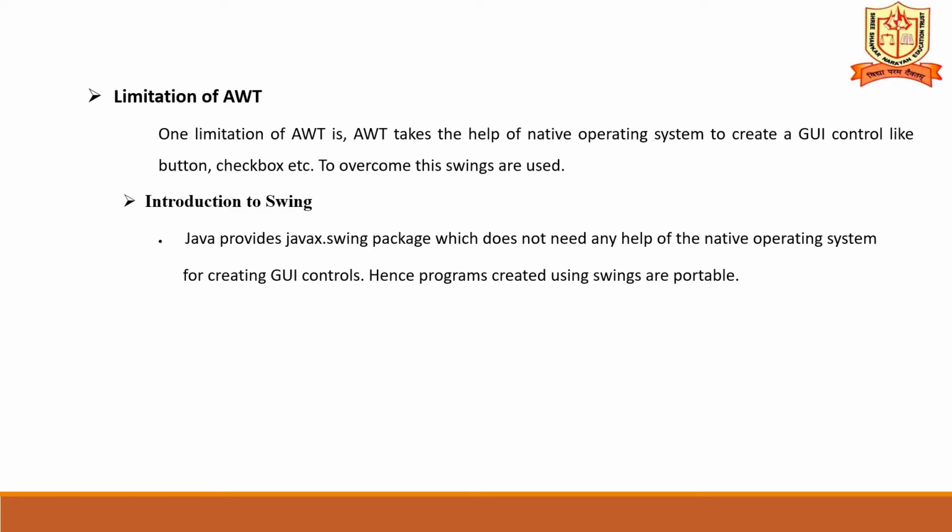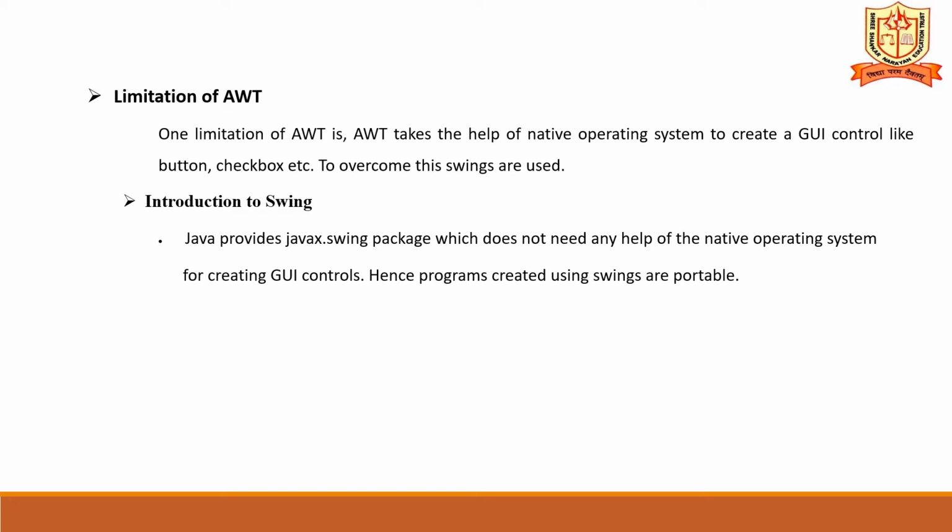Suppose your operating system is Linux. Linux is developed in C language. To create a component, it will use C language code. Here, the Java language is internally dependent on another language to create the components of AWT controls. This is the main disadvantage. To overcome this, Swings are used.